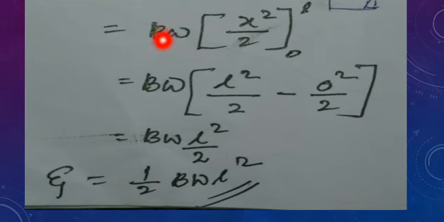B omega into x square by 2, with limits 0 to L. Therefore I am substituting the upper limit and lower limit: B omega into L square by 2 minus 0 square by 2. The 0 square by 2 cancels, giving L square by 2. Therefore B omega L square by 2. Taking 1 by 2 separately, the EMF is equal to 1 by 2 B omega L square. So this is the induced EMF in the rod.